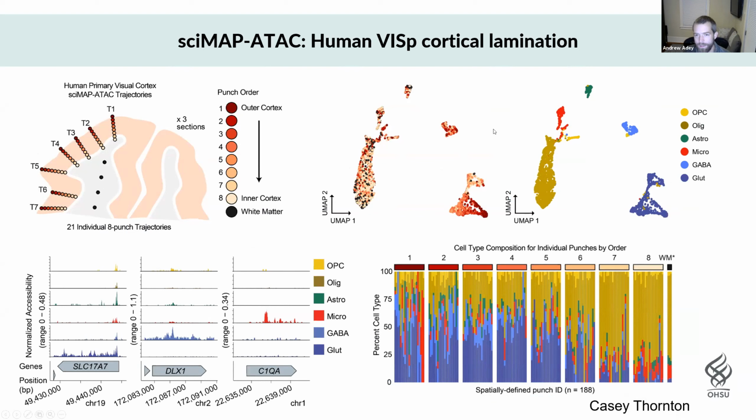If we look at the UMAP and color code the cells based on the category of the punch, each one of these colors represents multiple spatial coordinates from the same category. You can see that we've got a nice mix here. These are oligodendrocytes, but in the glutamatergic neurons you see some spatial gradient based on that shading, which corresponds to outer to inner cortex. We can also look at cell type composition based on the ordering from positions 1 to 8. So this is looking at each one of these 215 micron voxels, what the cell type composition is moving through that.